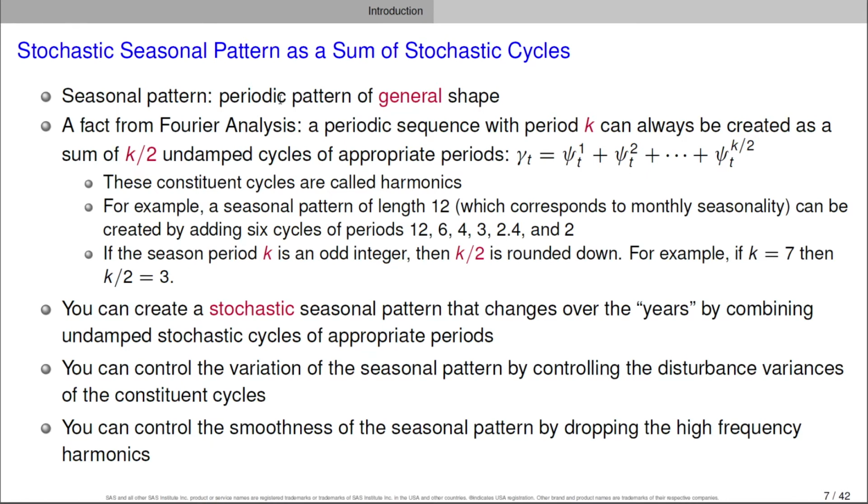You can control the smoothness of the seasonal pattern by dropping the high frequency harmonics. For example, in a monthly seasonal pattern, if we drop the high frequency harmonics corresponding to periods 2.4 and 2, we get a smoother monthly periodic pattern. We get it even smoother if we drop the harmonic corresponding to period 3 from the representation. So this way we can create a slowly changing seasonal pattern of desired smoothness and desired variability. So this is a very flexible model for generating time varying seasonal patterns.